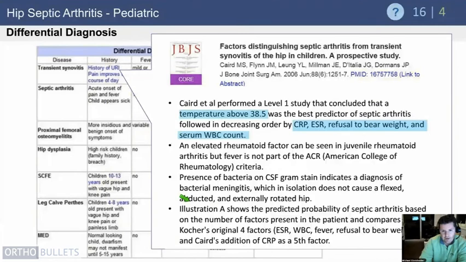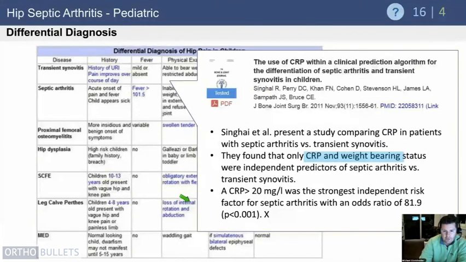Michelle Caird then had a subsequent follow-up paper that looked at these factors again, but then added CRP as well, and then looked at the sensitivity between these various factors. And temperature was the most sensitive, followed by CRP, ESR, refusal to bear weight, and serum white blood cell count. And you can, again, see this start sneaking into questions.